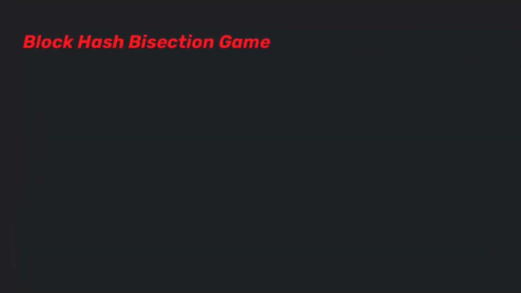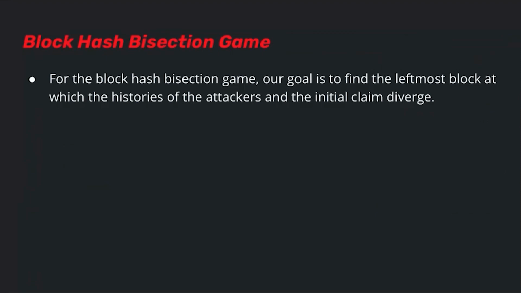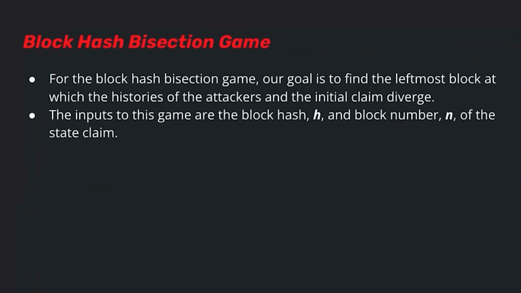So we're going to start off with a block hash bisection game. Remember, our goal here is to find the leftmost block at which the histories of the attackers, plural, and the initial claim diverge, right? And the reason that we want to find the leftmost block is because that is basically the earliest disagreed upon state transition that we can find. And that is the one that we want to dispute, mainly because it's most likely to contain the actual mistruth. So the inputs to this game are block hash H and the block number N of the state claim.